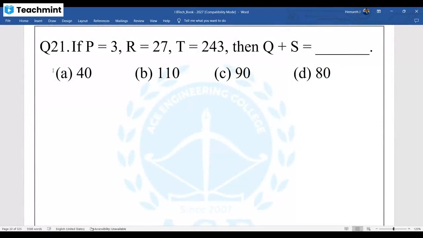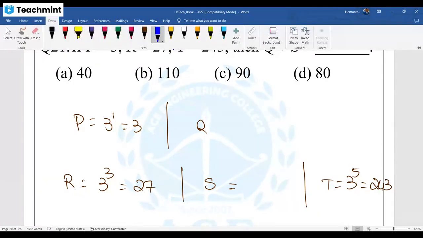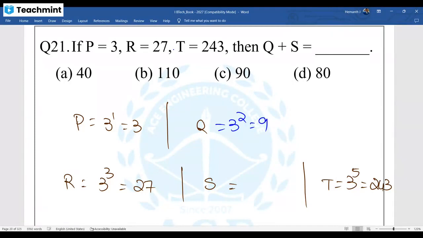21. P value 3, R value 27, P value 243, then 2 plus S is 19, correct? Good. Number coding only, they can give n number of ways. P is 3 power 1, Q we don't know, R is 27, which is actually 3 cube. S is not given, but T 243 is 3 power 5 actually. So we can understand 3 power 1 is P, Q will be 3 power 2, R is 3 power 3, S will be 3 power 4, T 3 power 5, sensible. Right, so we have to get the answer 90, 9 plus 81, 90.